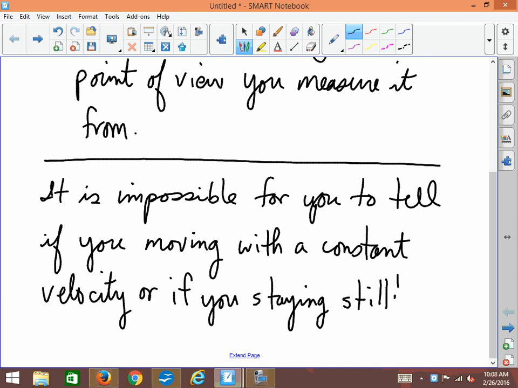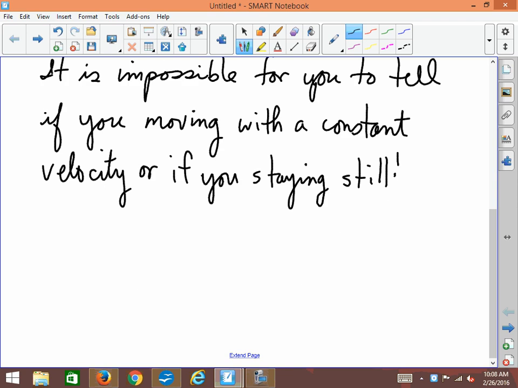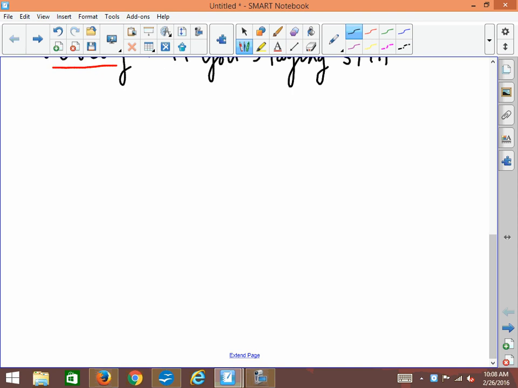Now you might think, wait a minute, sure I can tell if I'm moving, but let's be careful about it. The important words are moving with a constant velocity. So let's say you were, well, I can give you a perfect example right now. Right now, you're sitting at your desk or somewhere, and you're looking at your laptop, and you're watching this video, and you're sitting in your chair, and you're saying to yourself, I'm not moving.